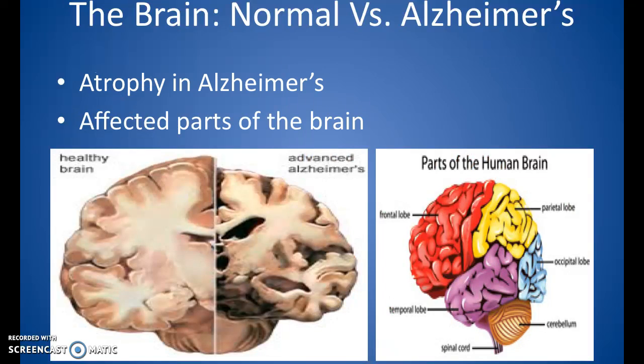This loss results in severe atrophy of the affected regions, as displayed on the right, including destruction of the temporal lobe and parietal lobe, as well as the frontal cortex and cingulate gyrus.